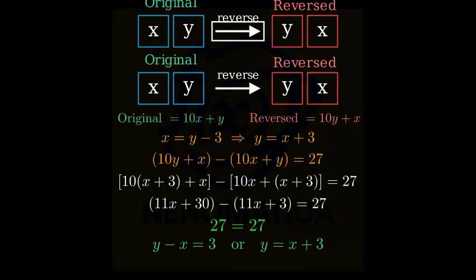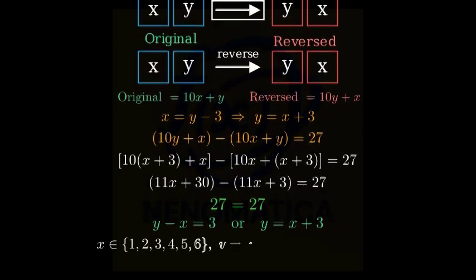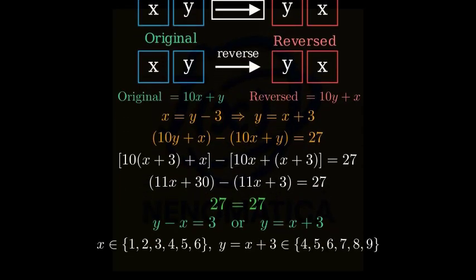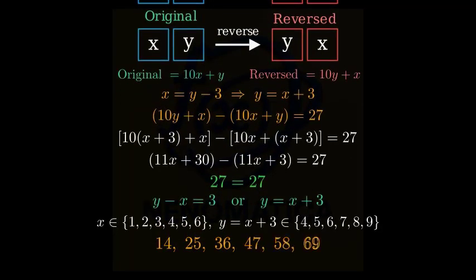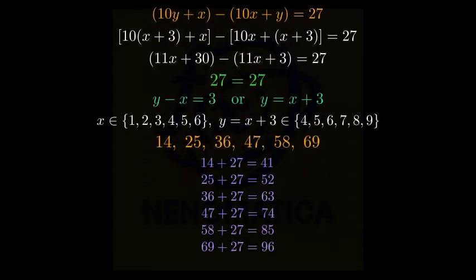So any digits with y equal to x plus 3 satisfy the algebra. But digits must be between 0 and 9, and the tens digit cannot be 0. Therefore, x can be 1 through 6, and y equals x plus 3 gives the valid numbers. Here are all two-digit solutions: 14, 25, 36, 47, 58, and 69. Each satisfies that the reversed number is 27 more than the original.